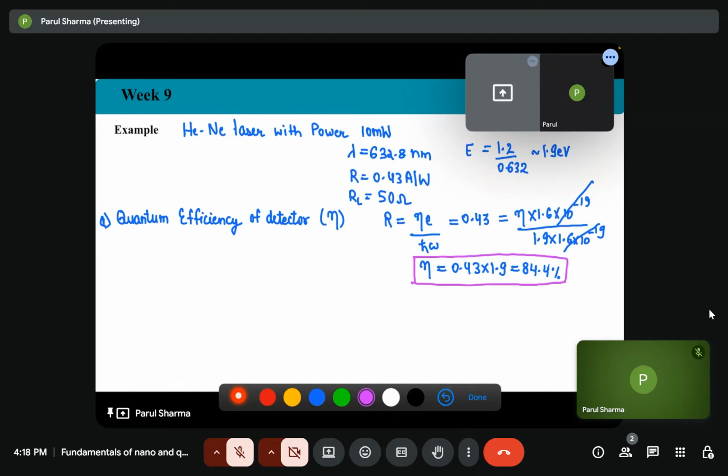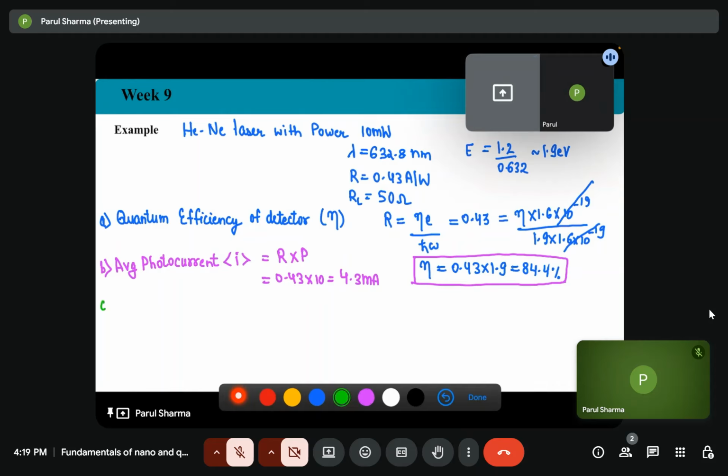Now the B part is we want to find out the average photocurrent, which is given like this. So average photocurrent is responsivity multiplied by power. So which is 0.43 into 10 milliwatt. That is 4.3 milliampere.